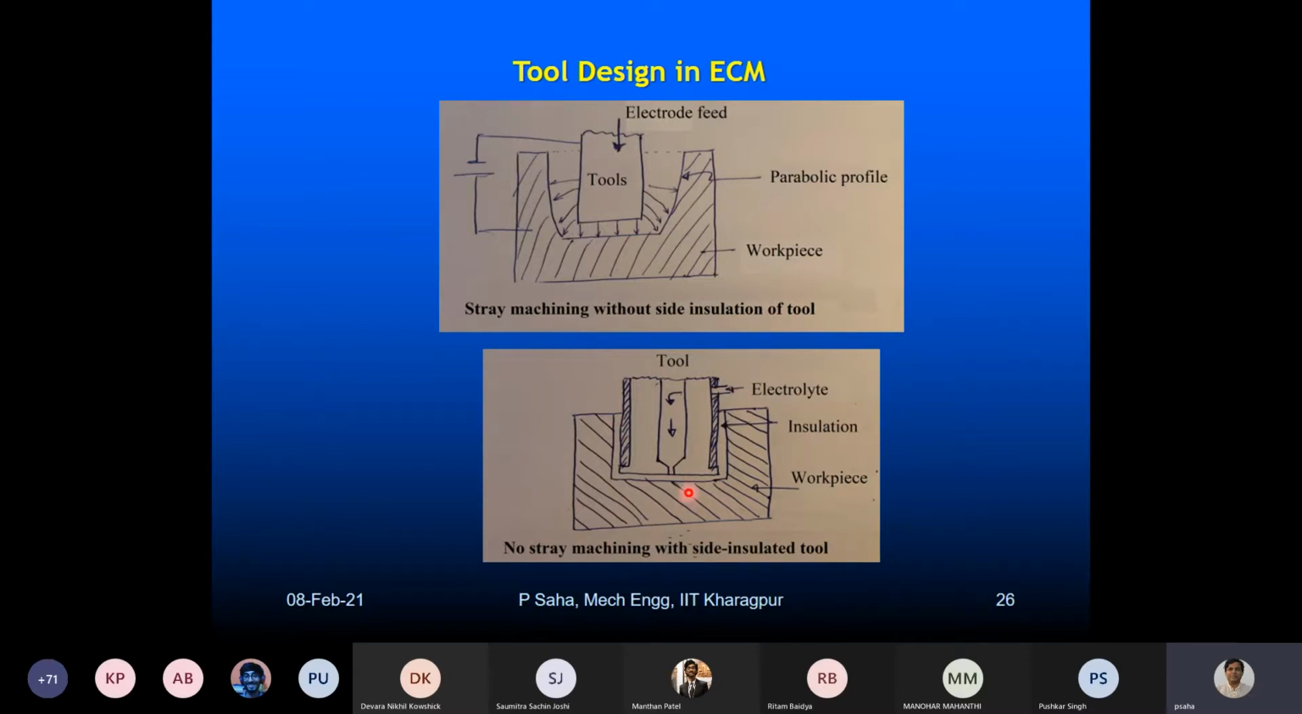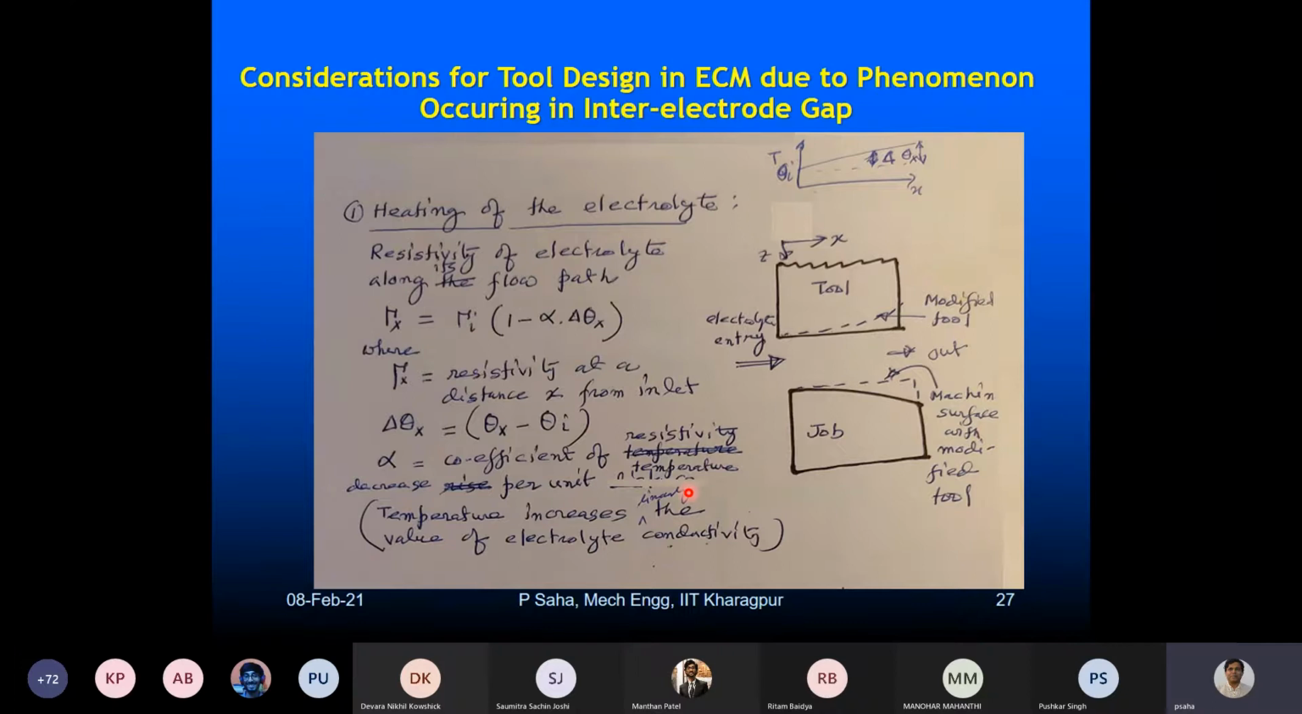So this kind of issue will come in tool design, and such a solution can be made like this. Now another phase, because when you have an inclined phase, then another situation may come. But before that, let me take up a situation where, within the inter-electrode gap, the properties of the electrolyte may change.